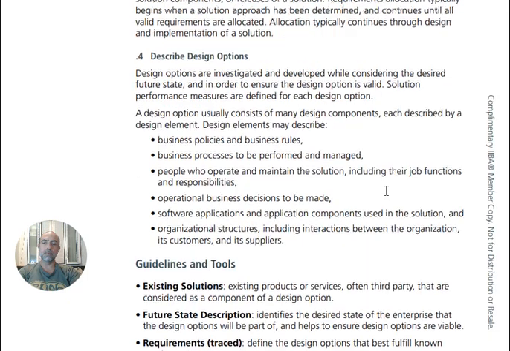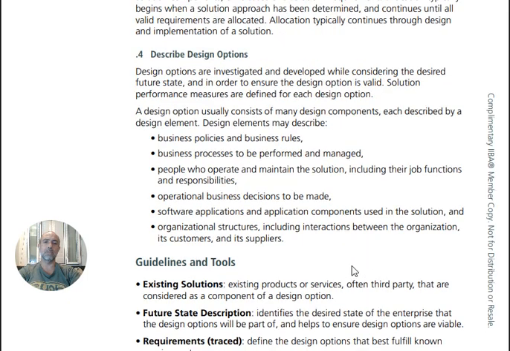And number four, describe design options. Design options are investigated and developed while considering the desired future state. And in order to ensure the design option is valid, solution performance measures are defined to each design option. Okay, amazing. Because you're kind of like testing it out, prototyping it. Design option usually consists of many design components, such as described by a design element. Design elements may describe business policies and business rules.